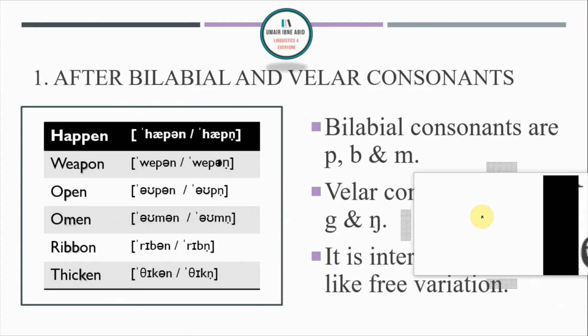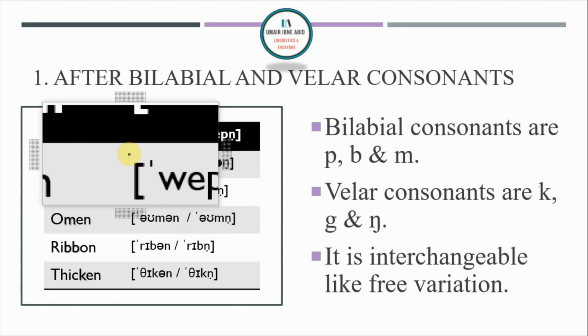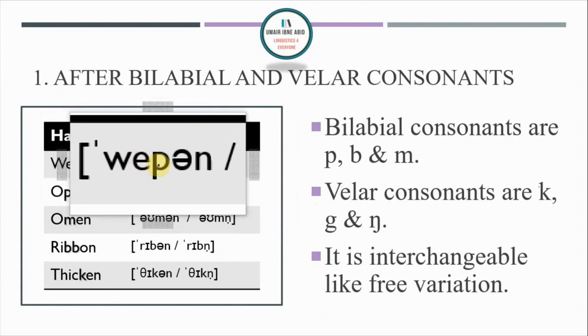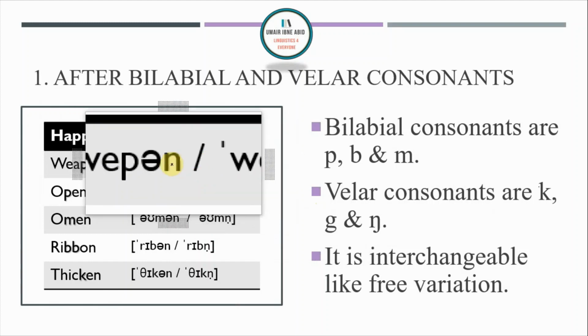So these are the examples. This is the free variation: either you say weapon, or you say weapon. In both cases there is a subtle change of sound, but it has not changed the meaning. Always the phoneme changes meaning. The allophonic variation, or this free variation, does not change meaning; only a sound difference may occur.